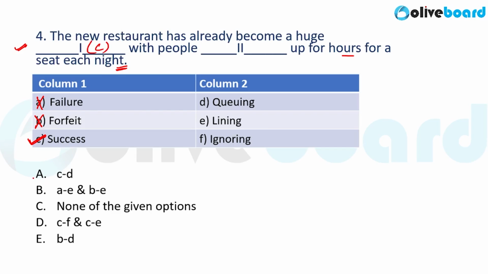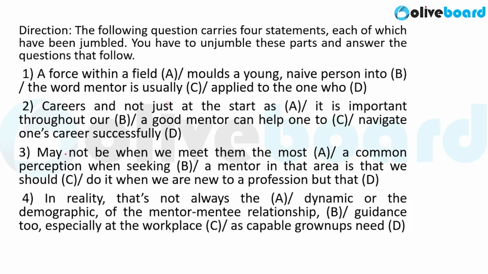So, here option A says C and D must be a pair. So, D says queuing up for hours. Queuing up for hours means that people line up for hours outside the restaurant. So, option A here is the correct answer, which indicates that people line up for hours outside the restaurant because it is a huge success. So, option A, that is C and D, are correct. Now, moving on to the next question.